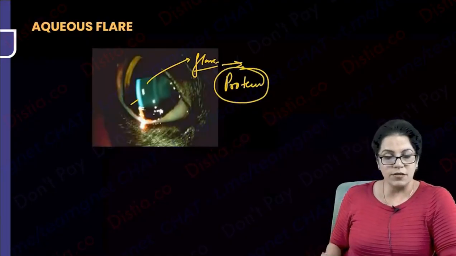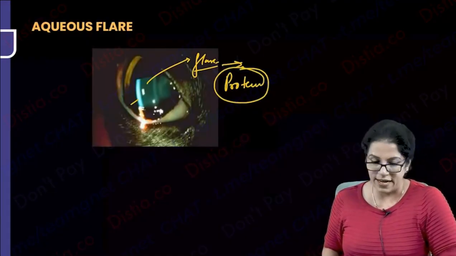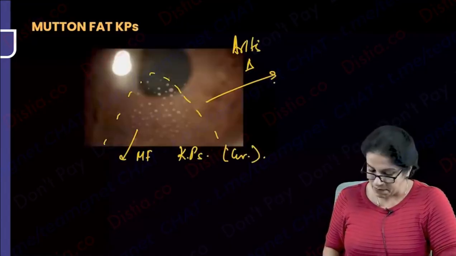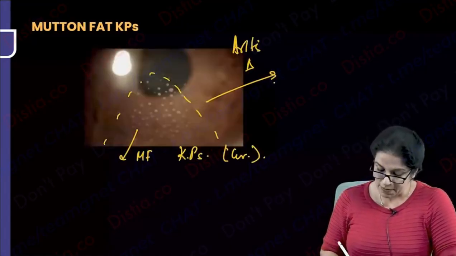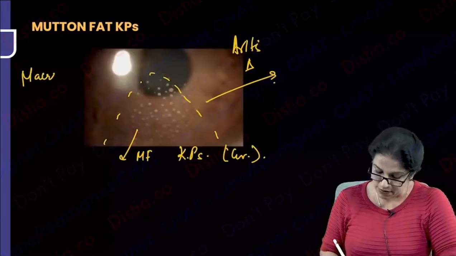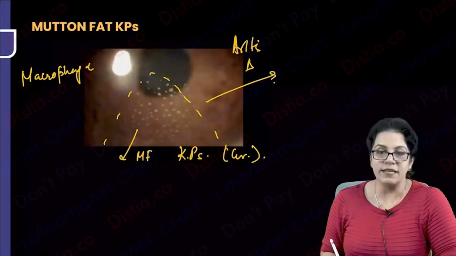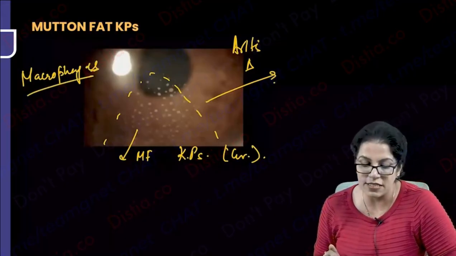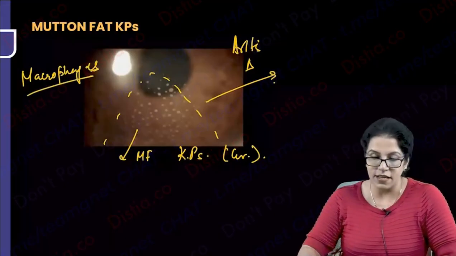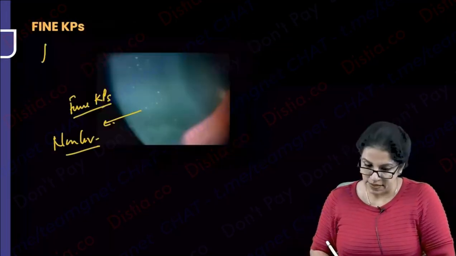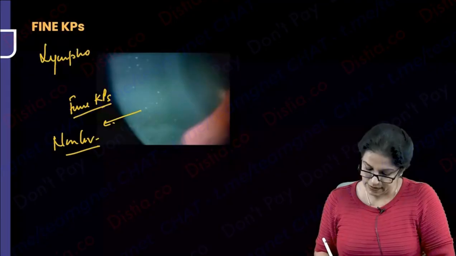And when you are talking about KPs, one more point that we can add here is mutton fat KPs. Let's go back. These are mainly macrophages. One more point, please note this down. Mutton fat KPs are generally macrophages, whereas the fine grey KPs are the lymphocytes. These are mainly lymphocytes.